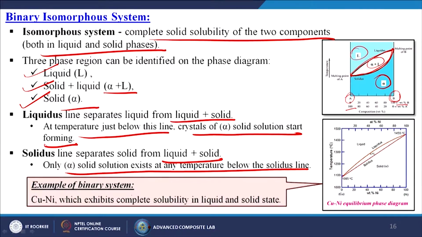An example of a binary system is copper-nickel, which exhibits complete solubility in the liquid and the solid state. Suppose the melting temperature of copper is 1085 degrees centigrade, and for nickel it is 1455 degrees centigrade. When we are heating the materials, it follows this path, and on cooling it follows this path. This is the liquid of both materials, this is the solid solution of those materials, and this is the zone where the solid plus liquid phases exist.